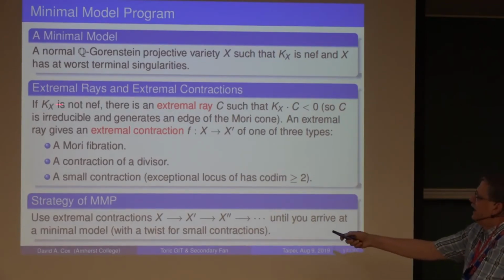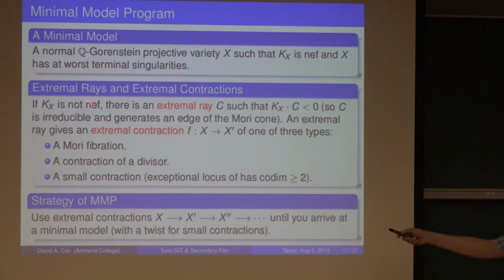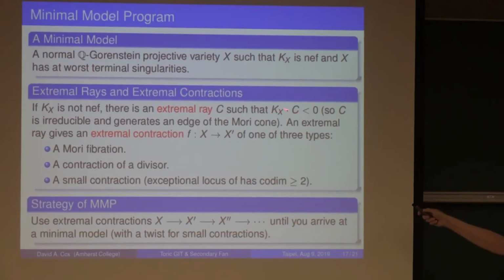And so what happens if K is not Neff? Well, in this case, remember, you test Neffness by taking the intersection with all irreducible curves, and if I always get greater than or equal to 0, I'm Neff.